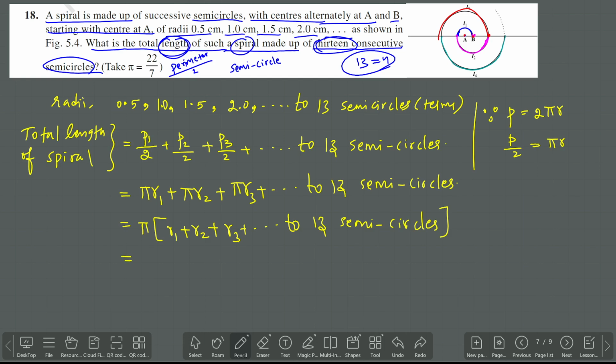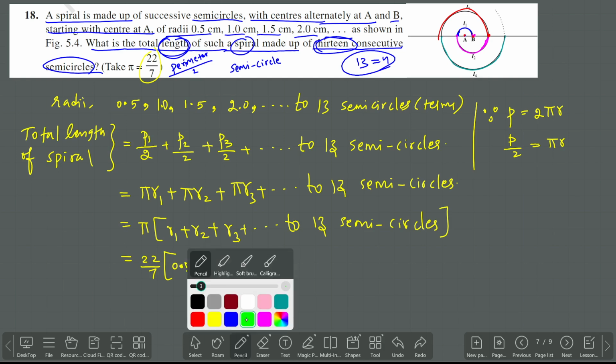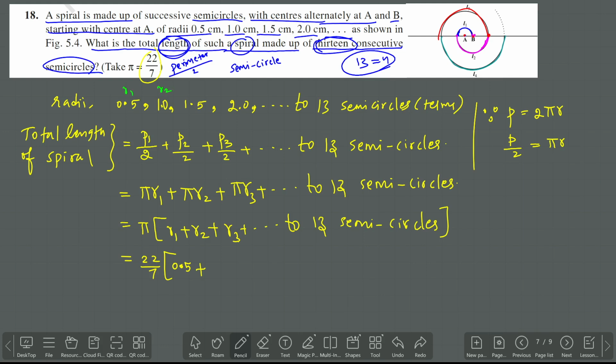Now we can apply the pi value. Pi value is given here as 22 by 7. So you can apply this. Now what is r1? 0.5 plus. If you want to mention it, radius 1, radius 2, radius 3, radius 4, and it's going on. Radius, radius, radius; plural means radii. Next radius 1, next radius 1.5, next radius 2, like that it's going on. But I took only 3 terms; till 13 semicircles it's going on.